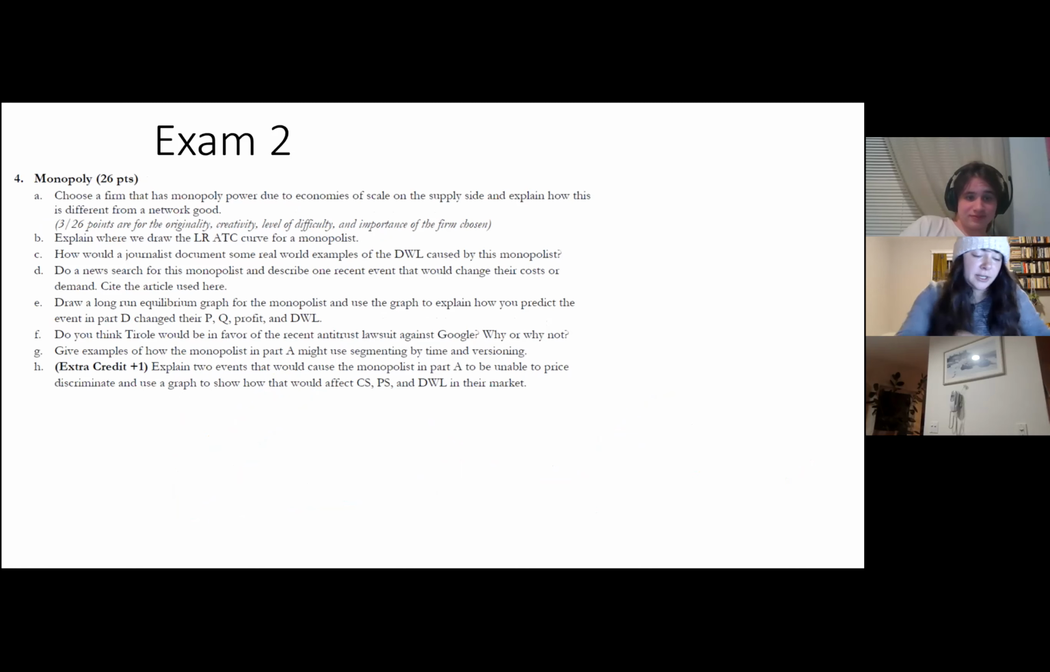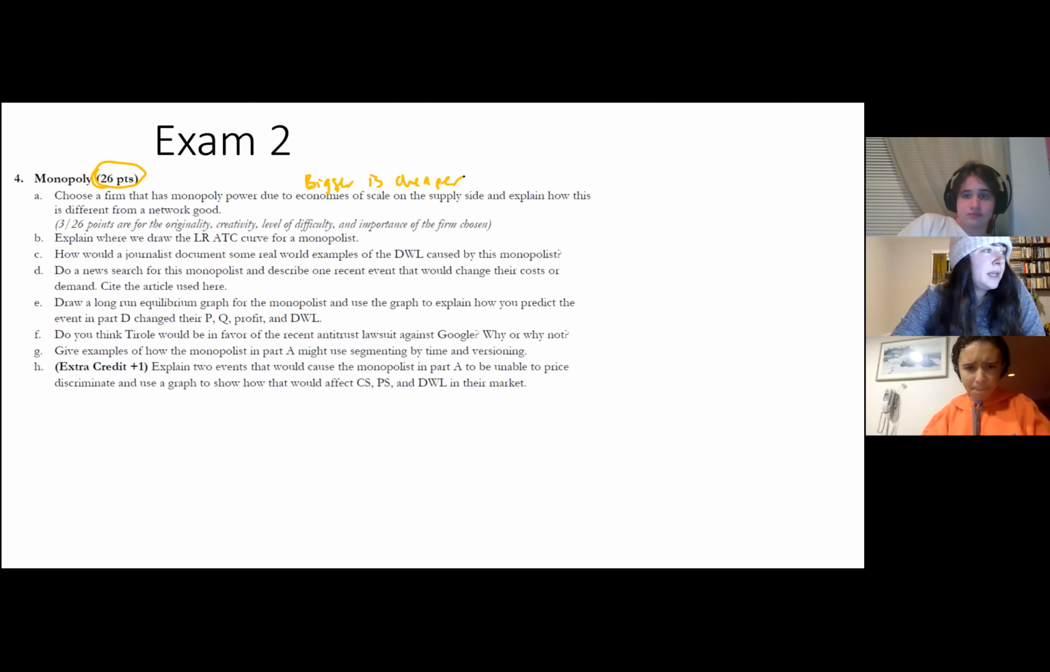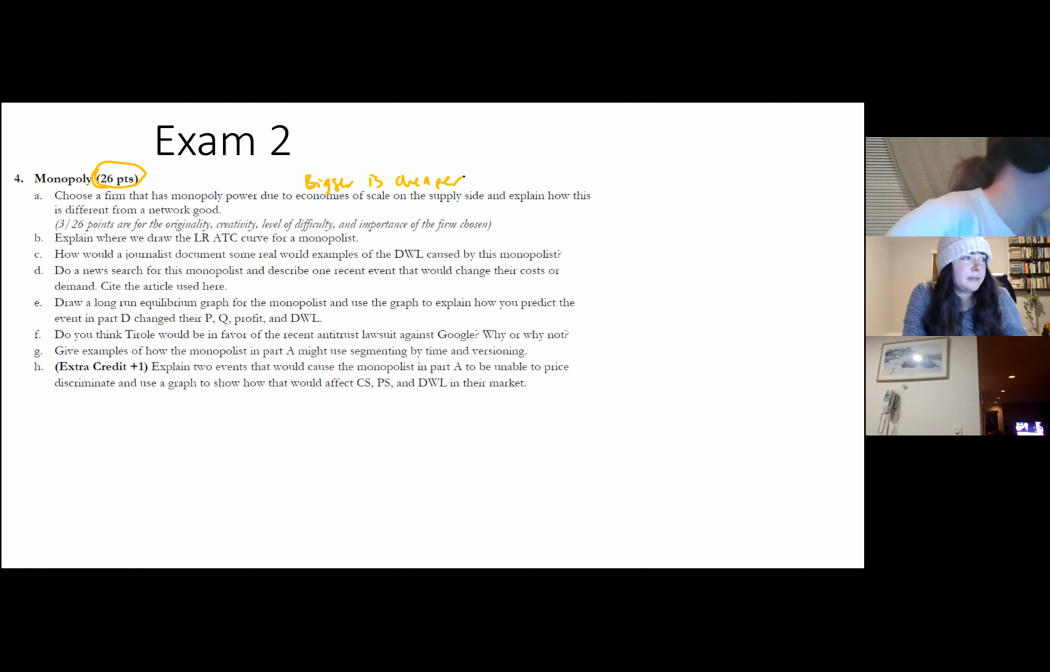Okay, monopoly, last question. Hopefully you started here if you were following your truth, meaning point values. Choose a firm with monopoly power due to economies of scale on the supply side. So that means bigger is cheaper. The extreme of that is a natural monopoly, but you didn't have to be that extreme. Lots of people did Amtrak or another like railroad company. Might have lost a little bit of points there because I did talk about Amtrak in the video, but not much. A lot of people did waste management. Quite a few people did waste management. Different utility companies. A lot of people did Luxottica eyeglasses.